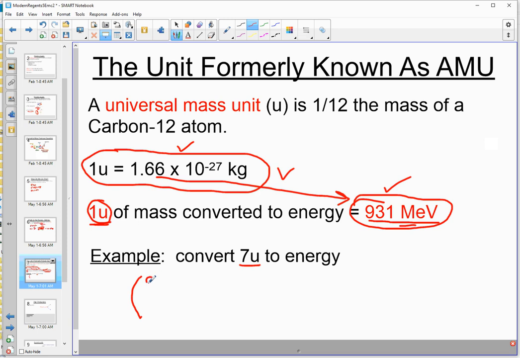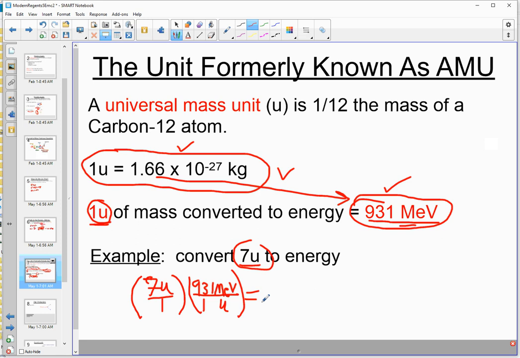We do the factor label method. 7 U's. When you only have a numerator, we put it over 1. And then we need a bracket with our conversion factor in it. In order to get the U's to cancel, the U has to be on the bottom and the MeVs on the top. And then you could go to your reference table or look right up here and you will see that one universal mass unit is 931 mega electron volts.